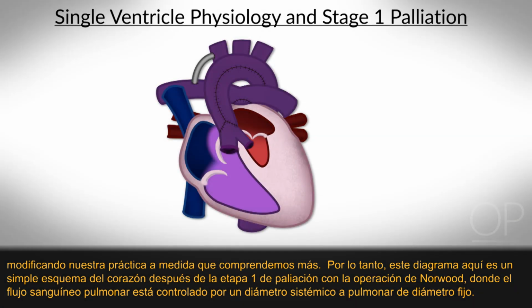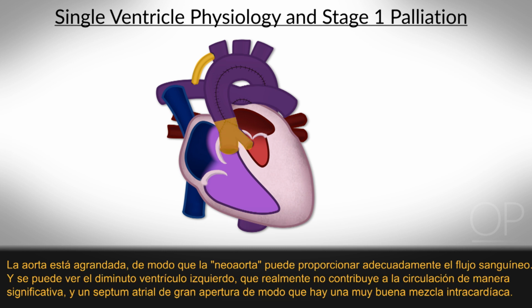So this diagram here is a simple schematic of a child's heart after stage 1 palliation, Norwood operation, where the pulmonary blood flow is controlled by a fixed diameter systemic to pulmonary shunt. The aorta is enlarged so that the neo-aorta can adequately provide systemic flow. And you can see the diminutive left ventricle, which really doesn't contribute to the circulation significantly, and a wide open atrial septum so that there is very good intracardiac mixing.